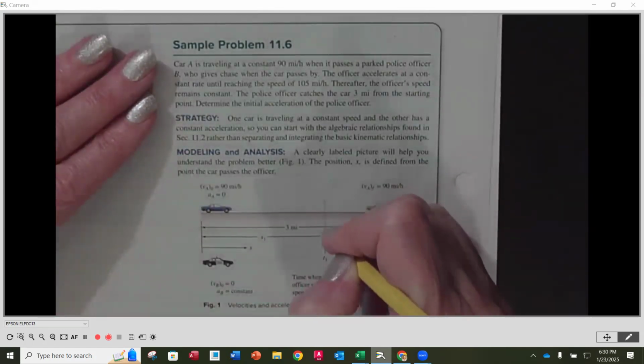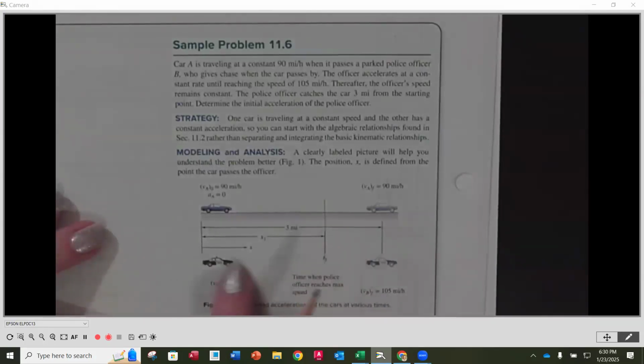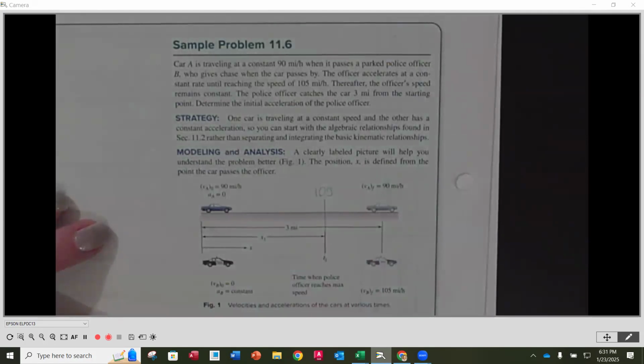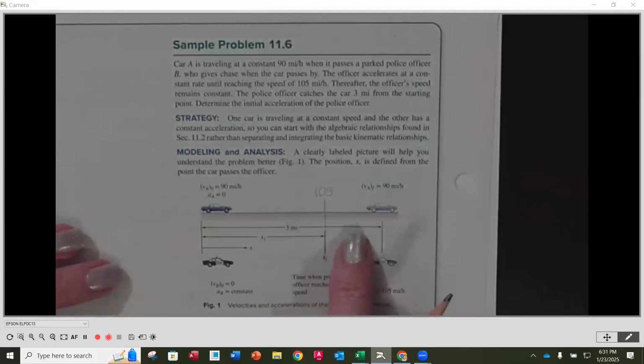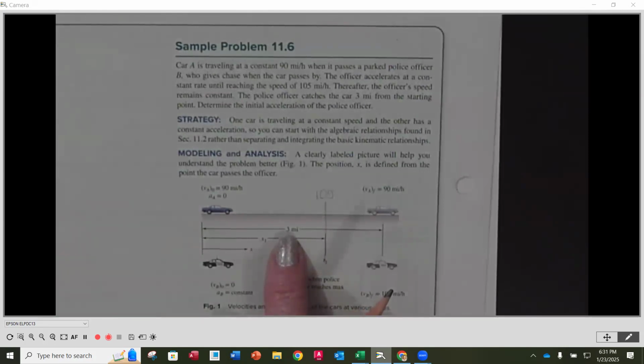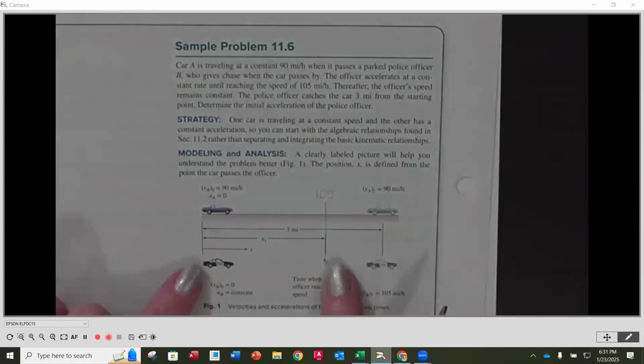Now you're going to notice that there is this intermittent time here. This is time 1. This is the time that the officer accelerates. And at this point, the officer is going to be at that 105 miles per hour. Then what's going to happen after the officer hits 105 miles per hour? The officer is going to go at a constant rate until catching up with the car itself. And that point is going to be at the 3 mile mark. Again, what we want to know for this problem is the acceleration of the police car, which would have been during this section right here.